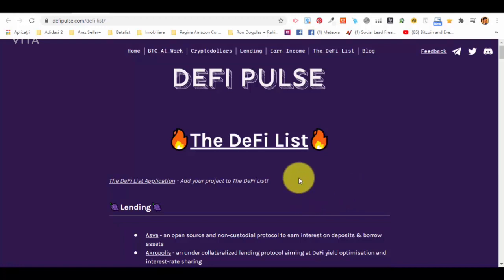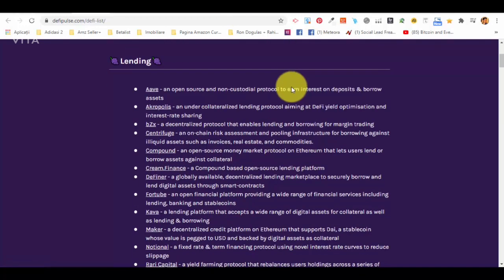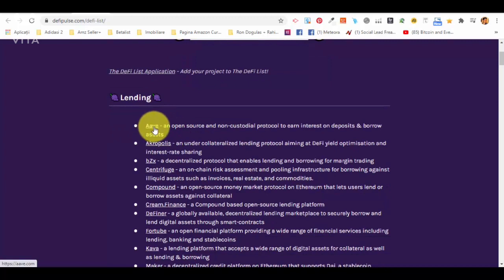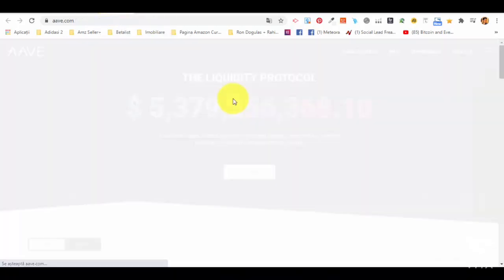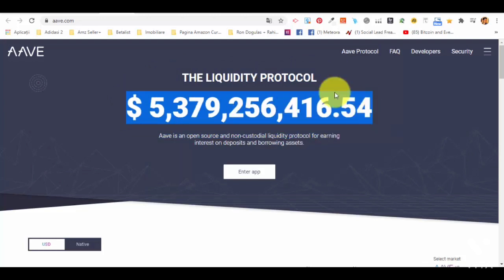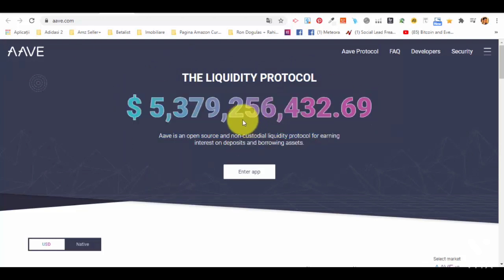Okay, so we have DeFi Pulse, and if we scroll down here, for example, we see for lending, so projects dedicated to lending, we have Aave, Acropolis, Centrifuge, Compound. Let's just have a look at Aave, which is one of the most popular. Basically Aave is a liquidity protocol. I think the number here is $5 billion run through this protocol.